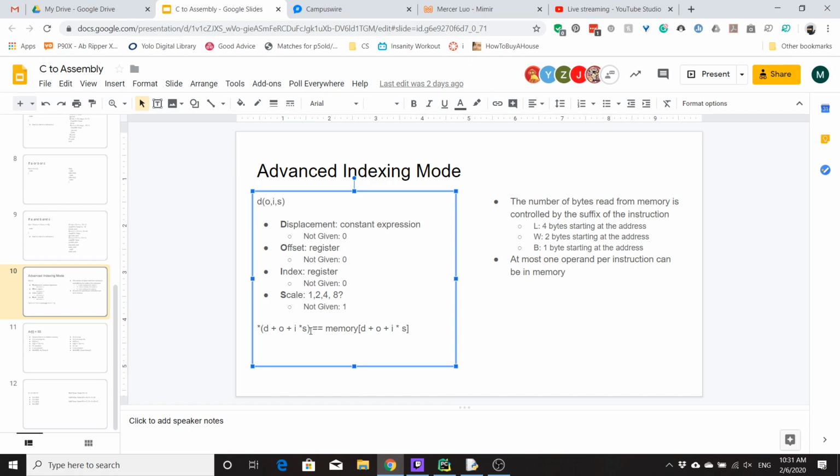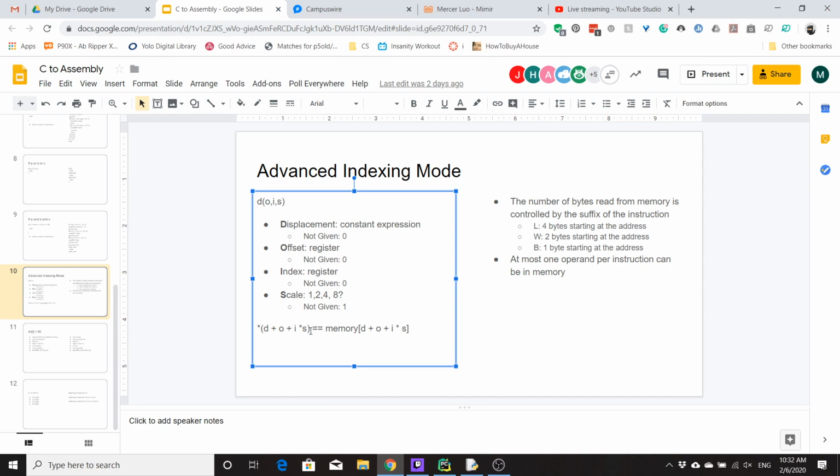If you don't give the displacement, offset, or index, they will default to 0. If you don't give the scale, it defaults to 1. The scale is really affected by the size of the data you're working with. So if you are working with characters, what would your scale be? 1. If you were working with shorts, your scale would be 2. And if you're working with integers, 4. If you're working with floats, how many bytes big is a float? 4. So you would use 4, right?